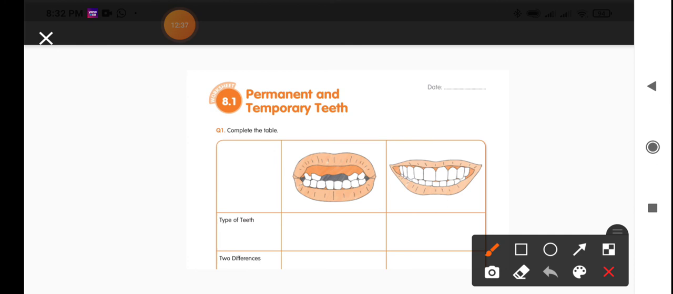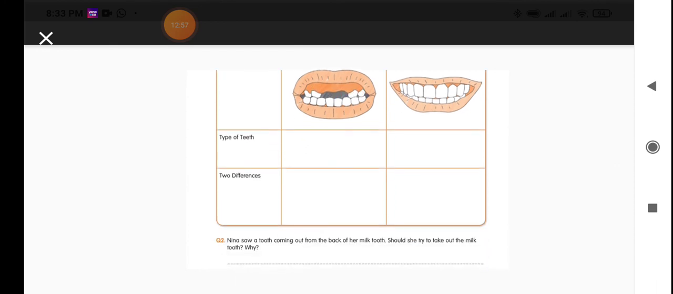The first picture has some gaps in between the teeth. So definitely these are temporary teeth. You write the complete word, I am just giving a hint to you. And in the second picture you can see there are no gaps between the teeth. So they are the permanent set of teeth. Okay. And then two differences.